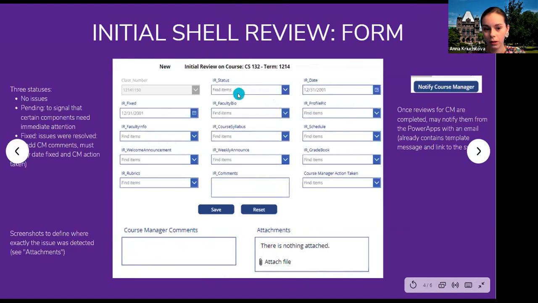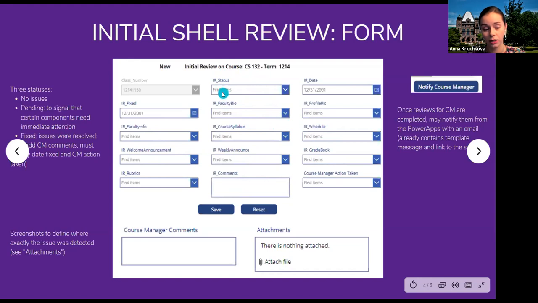Some of the fields include the status, and you can see on the left a breakdown of what options you have for the status. You mark no issues when there's no problems that have been found within the course shell, pending to signal that certain components need immediate attention from the course manager. And then in the dropdown, you're either specifying at standard for every single field, or you're specifying what's wrong for the specific criterion here.